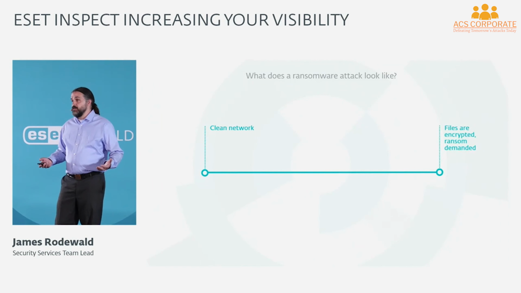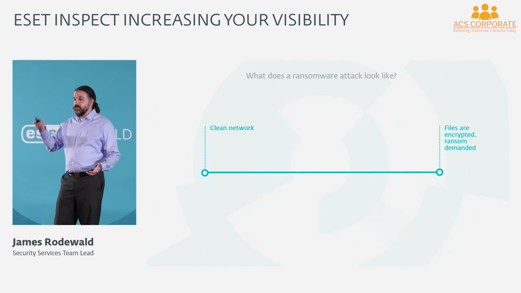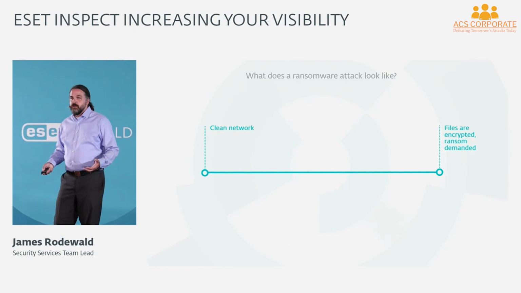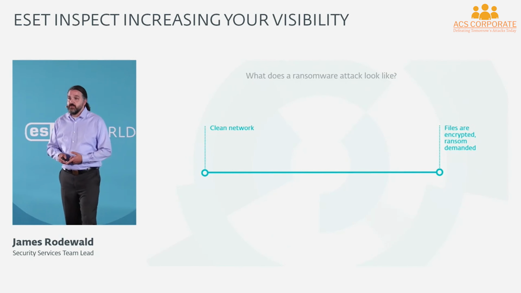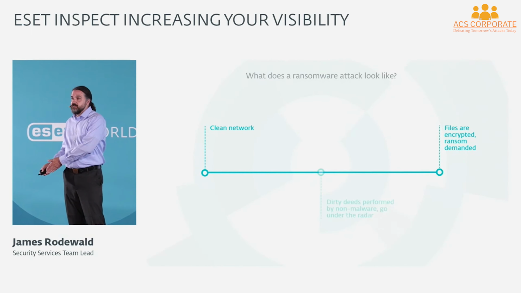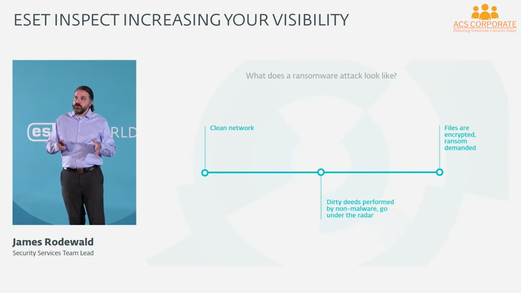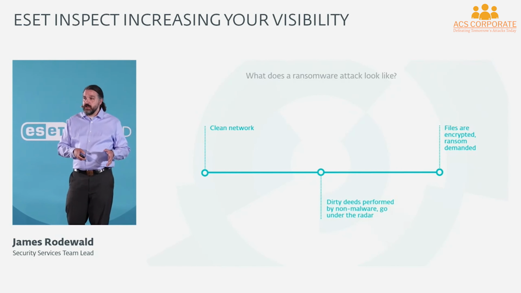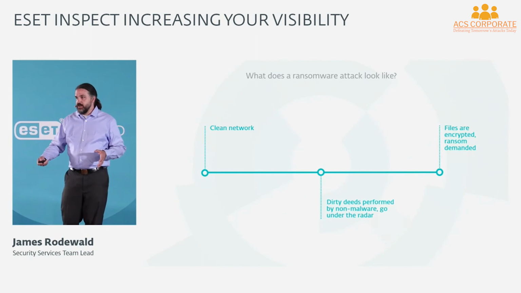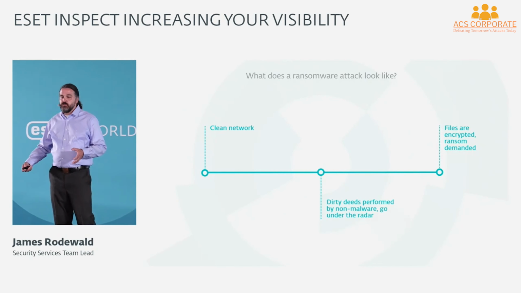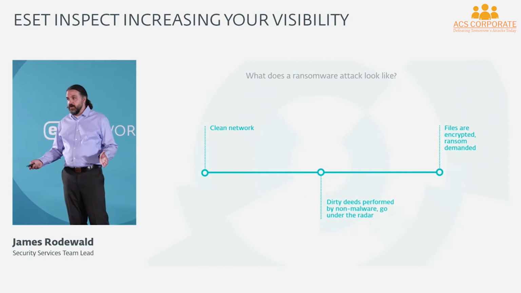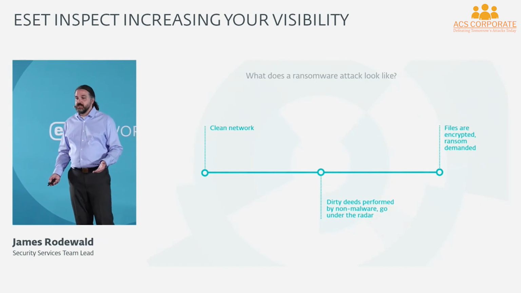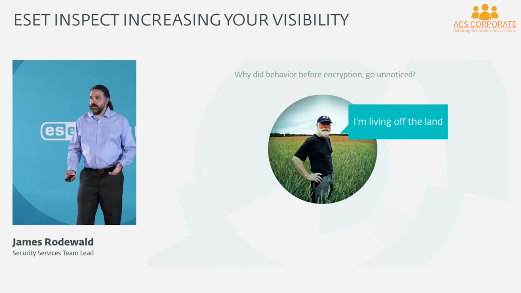You start off with a clean network, something happens, and suddenly you have ransomware. The key thing to know about ransomware is the final stage of the attack. There's actually a bunch of dirty deeds that happened beforehand that led to an attacker eventually deploying ransomware to as many computers on your network as possible. And they're avoiding detection because they're living off the land.